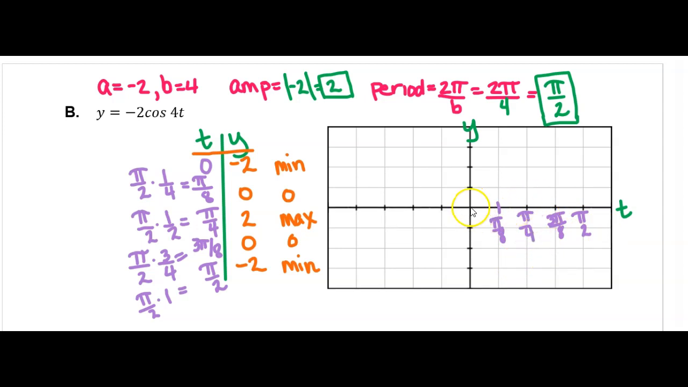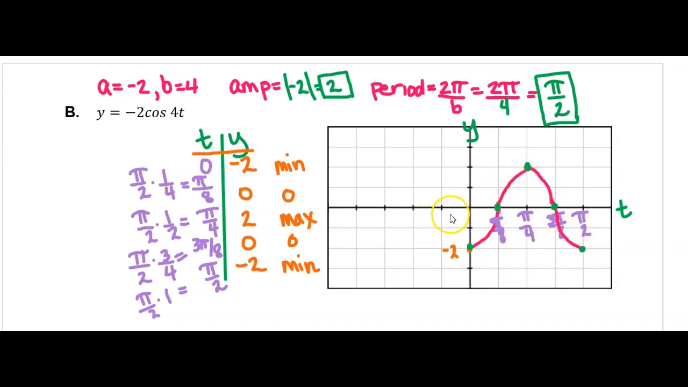So at 0, we are going to start at a minimum of -2. So 0, -2 is our first point. At pi over 8, we're at 0. At pi over 4, we're up at 2. At 3 pi over 8, back to 0. And at pi over 2, we're down to -2. Again, when you draw this, don't make a big spike. It should look like a wave.